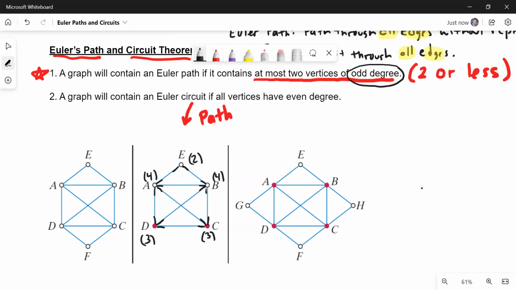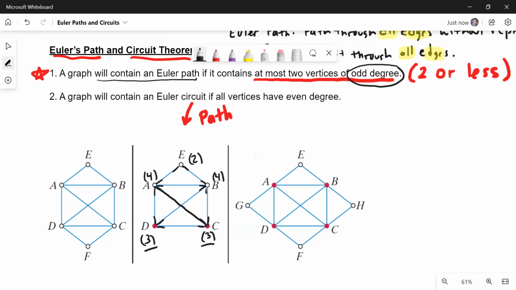Now, this theorem says a graph will contain an Euler path, meaning you can go through all of the edges once, if it contains at most 2 vertices of odd degree. And we have exactly 2, right? We have 3 and 3. Those are both odd numbers. And it's no surprise, actually, that you have to start and end at the odds, because otherwise you would go away from them. So we can also start at the other odd.